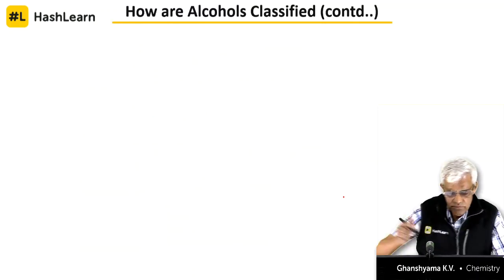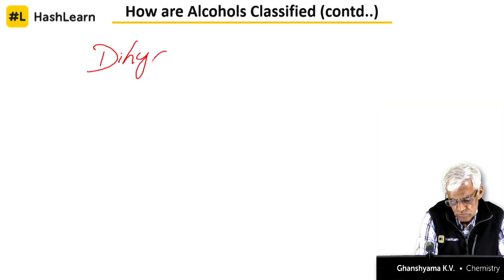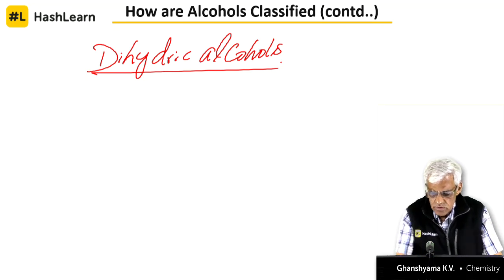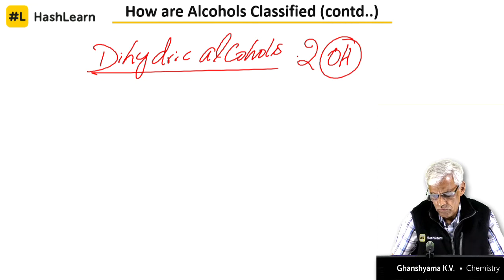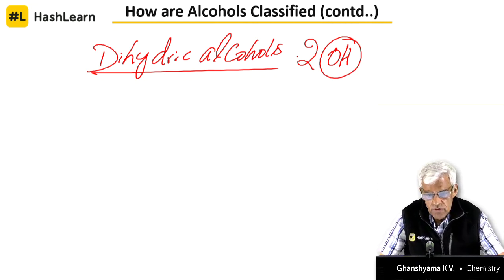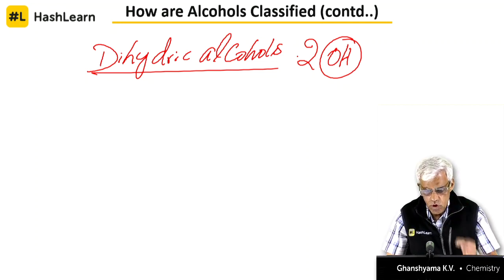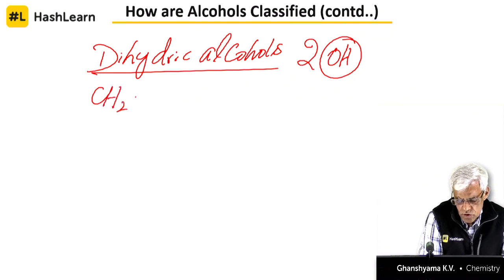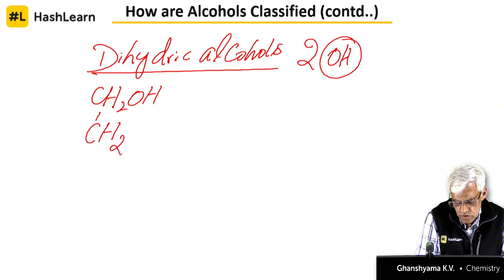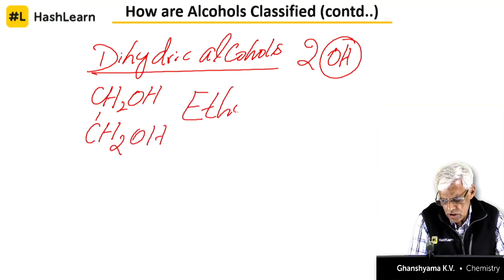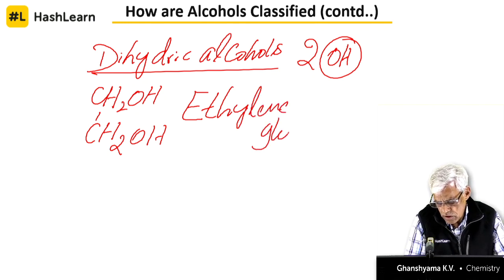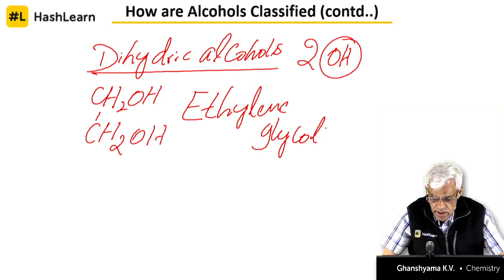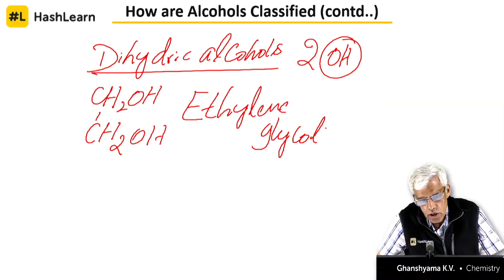Yes, you are right. So, dihydric alcohols. They contain two OH groups. Two OH groups must be present on two different carbon atoms. I will give you an example. CH2OH, CH2OH, it is called ethylene glycol. Yes, ethylene glycol, it is a dihydric alcohol.